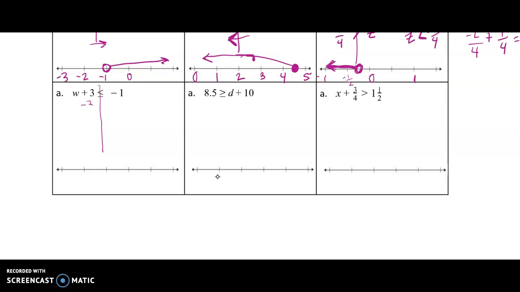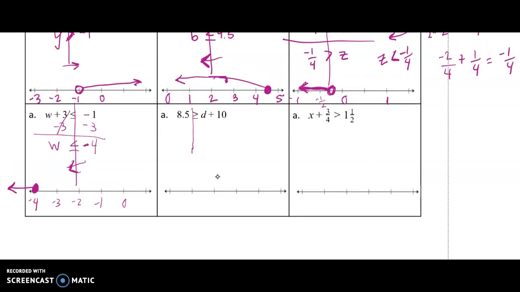All right, we're adding 3, so let's subtract 3 from both sides. That cancels out that 3, leaving us a W. Bring down that inequality, and that's -4, sorry. And so it's already on the left, so I know that my arrow is going to go to the left. So we have 0, -1, -2, -3, -4. It's a closed circle at -4 because there's that line underneath that inequality, and it's less than, so it's everything below -4.